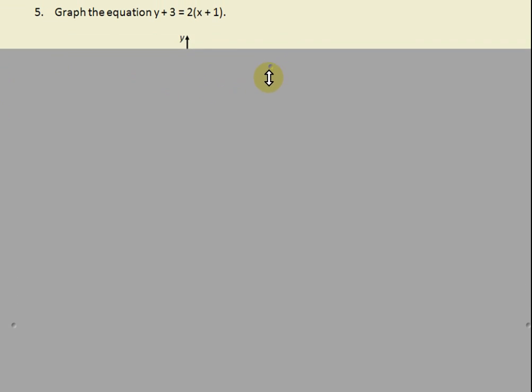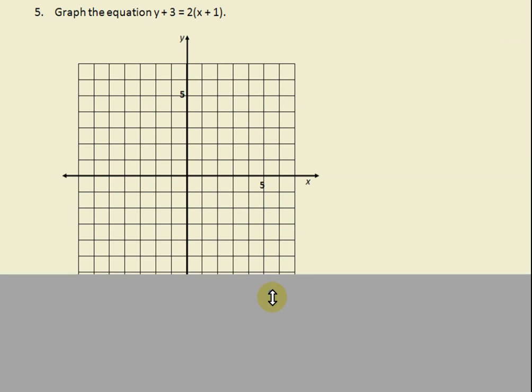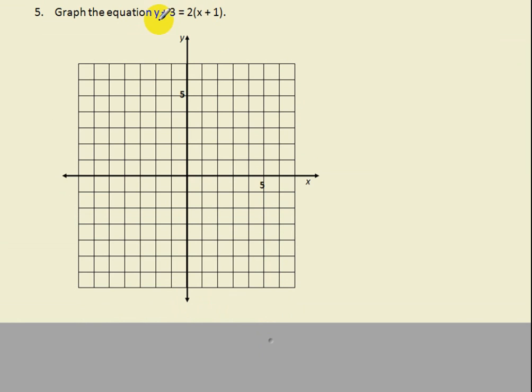Okay, number 5. And this is a case where point-slope can be very nice, very convenient for graphing. So we want to graph the equation y plus 3 equals 2 times x plus 1. So if we look at the point that's on the line, remember, this represents -1 for our x coordinate, -3 for the y-coordinate. And the slope is equal to 2. So we can plot that point, (-1, -3).